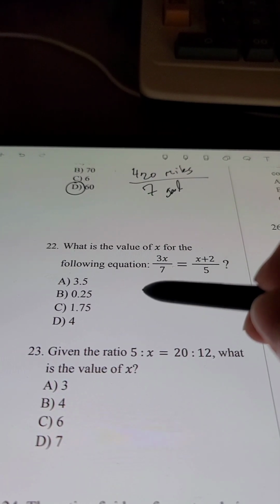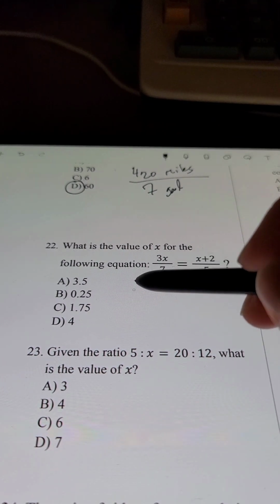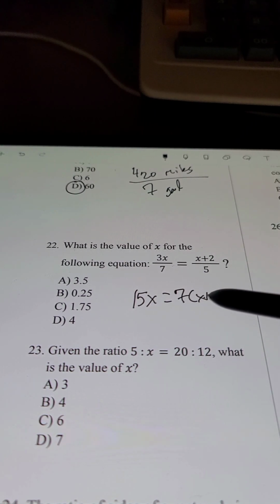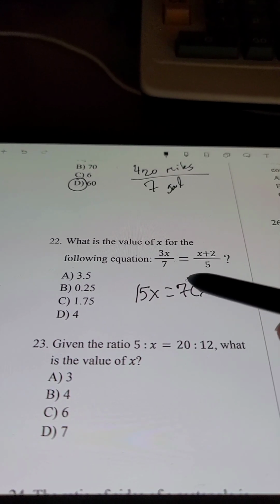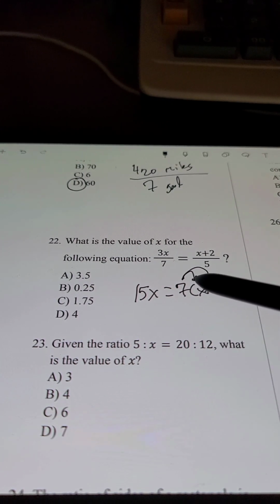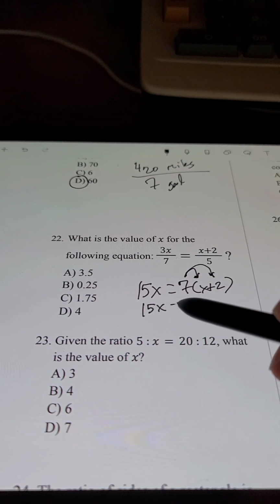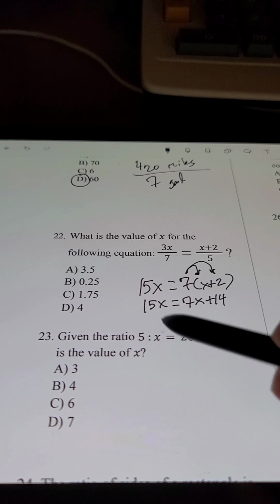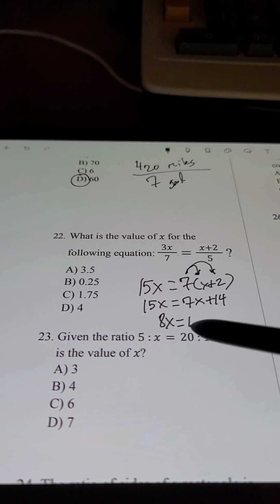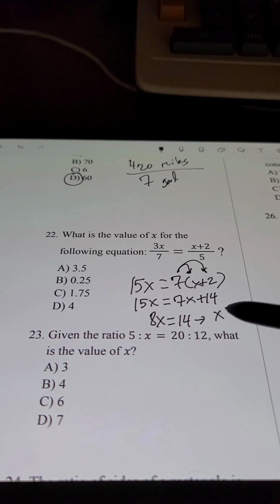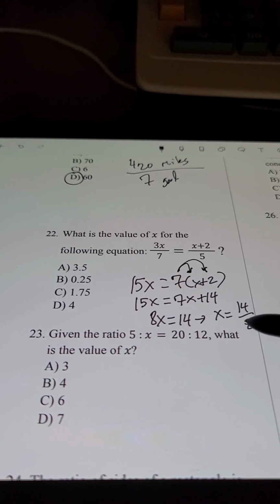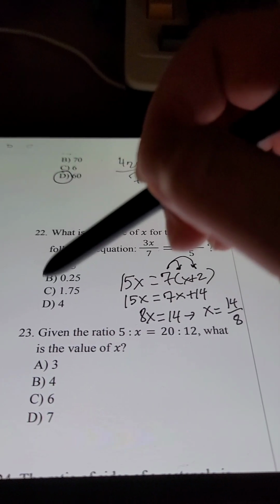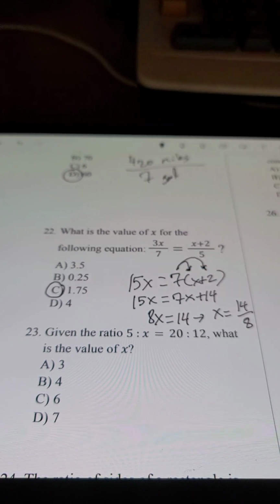Okay, for number 22, we're going to cross multiply. So 5 times 3x is 15x. And then 7 times x plus 2. So I'm going to distribute the 7 to each of my terms inside the parentheses. So I'm going to have 15x is equal to 7 times x is 7x. 7 times 2 is 14. Now I'm going to subtract 7x on each side to get 8x is equal to 14. Then I'm going to divide by 8 on each side to get x by itself. And when I do 14 divided by 8, I get 1.75, which is just C.